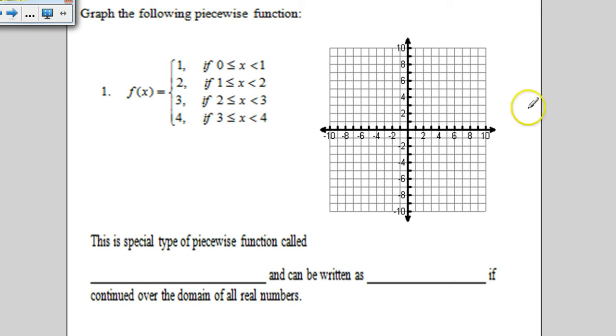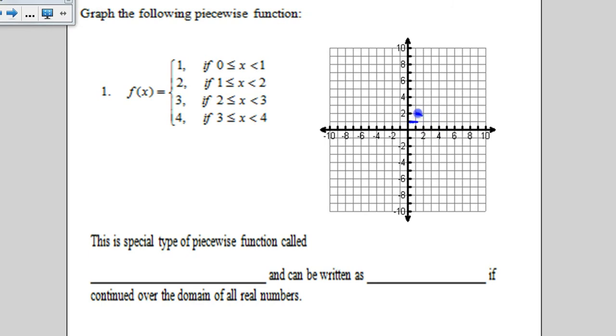So the first function, between 0 and 1, we're going to graph f of x equals 1. Now f of x equals 1 is just a flat constant function at 1. So between 0 and 1 is right here. Now, for the next part, between 1 and 2, it's actually a 2.